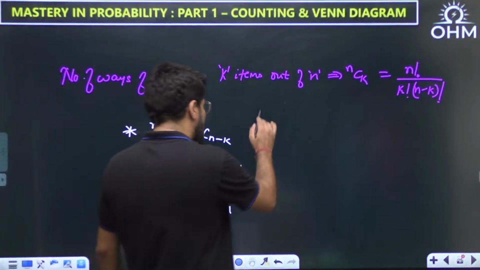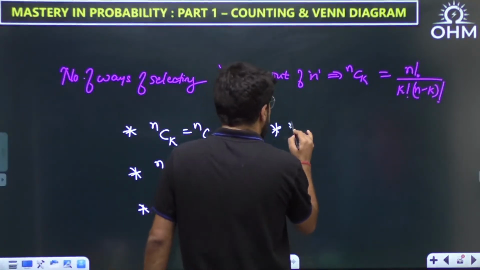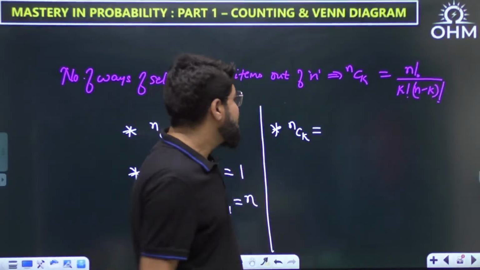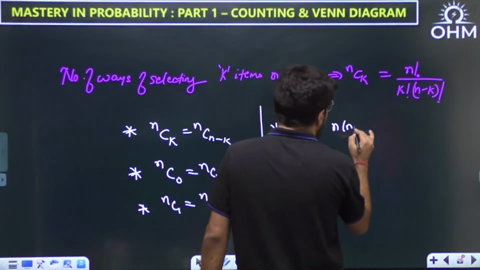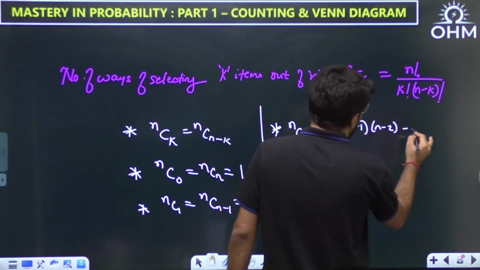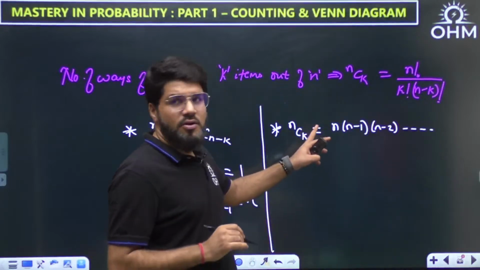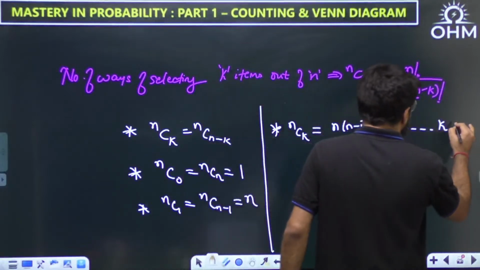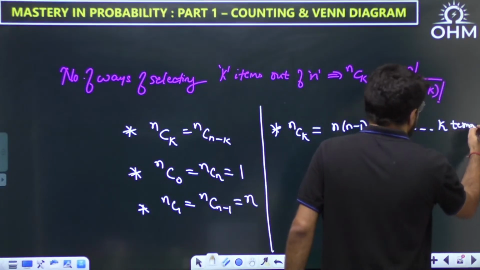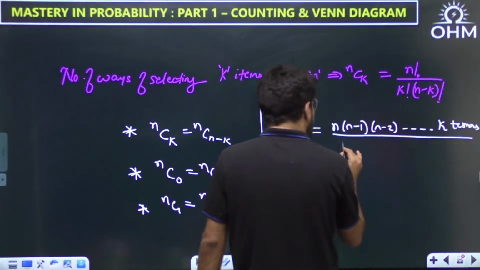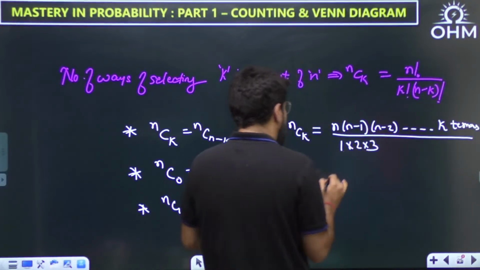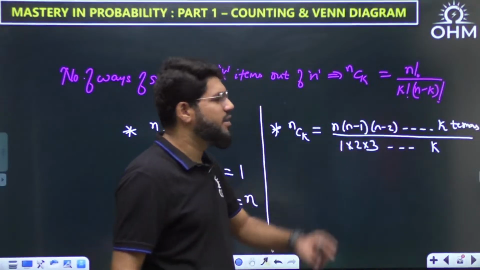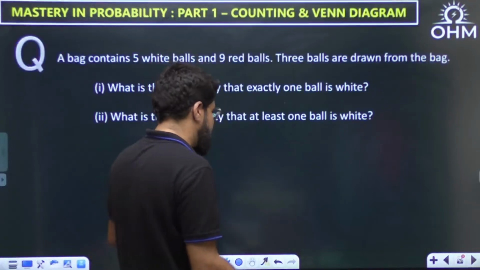Whenever you are solving nCk, what is the technique you should apply? Rather than using the formula, you should start solving with n, n minus 1, n minus 2, etc. In the numerator, start from n in decreasing form: n minus 1, n minus 2, and so on. How many terms? Total k terms. Divided by 1 into 2 into 3. The denominator starts with 1 in increasing form, again up to k terms: 1, 2, 3, etc., up to k.